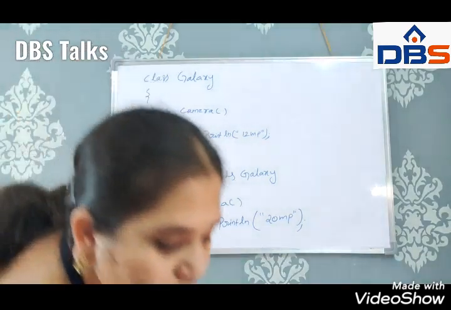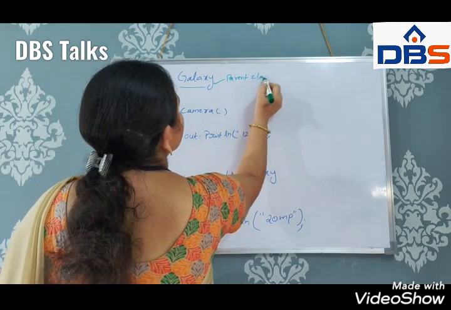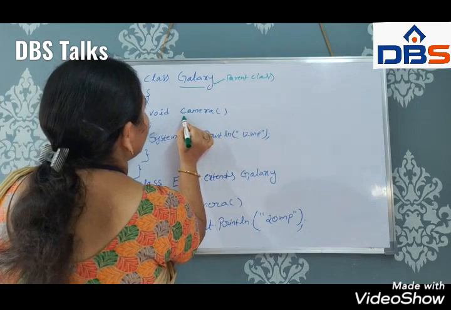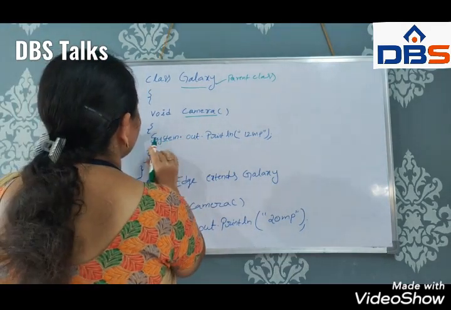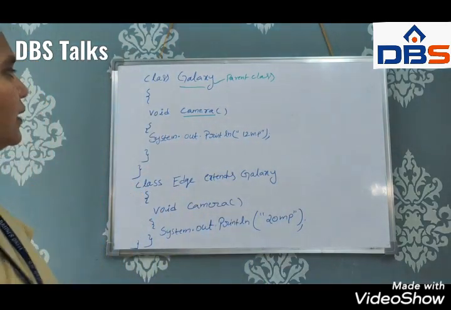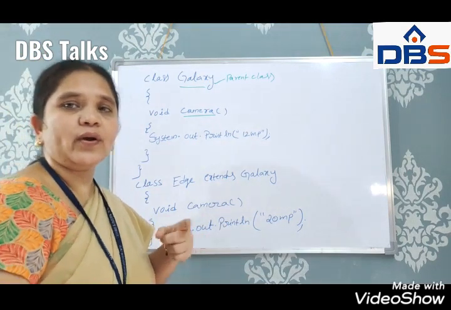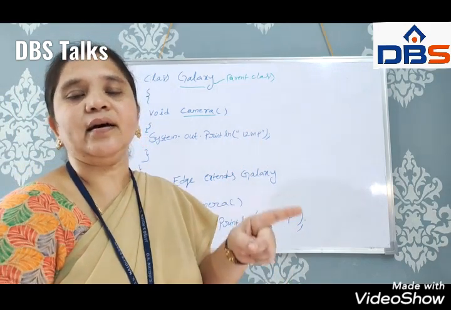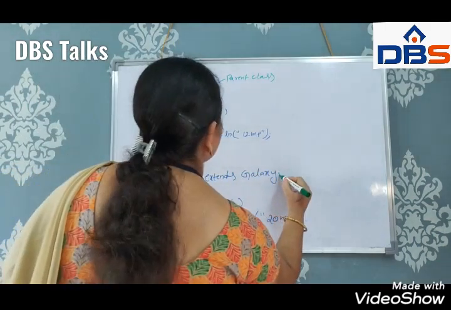Here this is the parent class, Galaxy, the mobile. Then I am using the method named camera, void camera. In this camera I want to print with System.out.println 12 megapixels. So what is the functionality of camera? It is 12 megapixels in the parent class. When the child is not satisfied with the functionalities of the parent class, then the child will override. So in this situation, I am writing the second class, that is the child class.